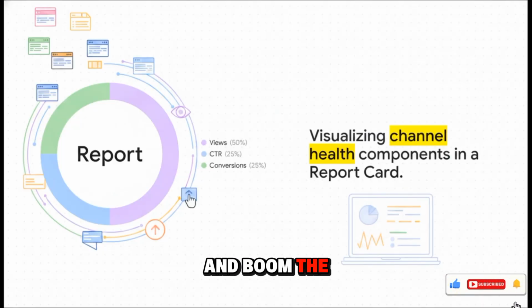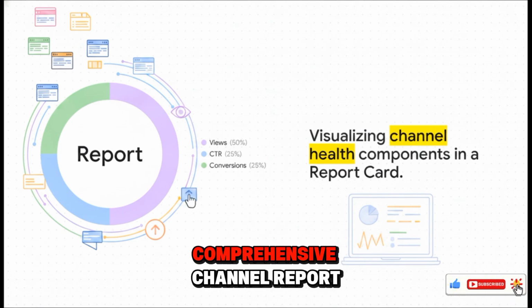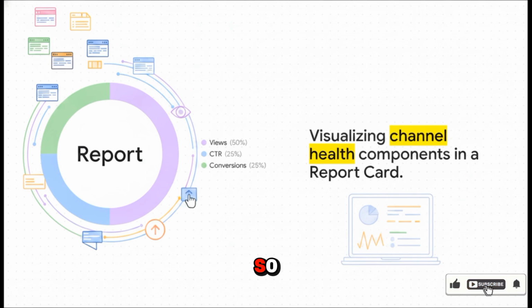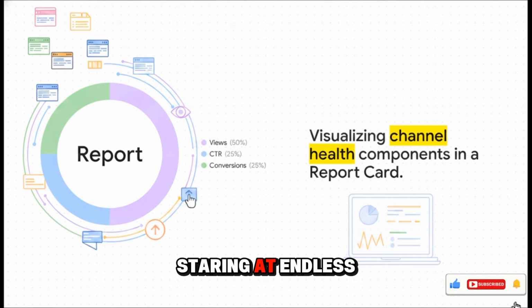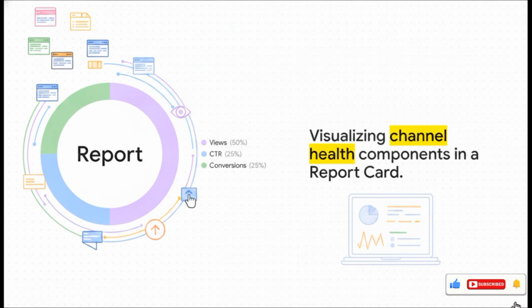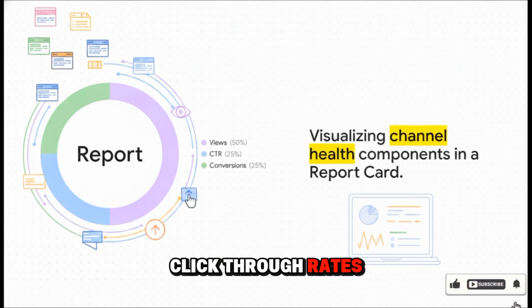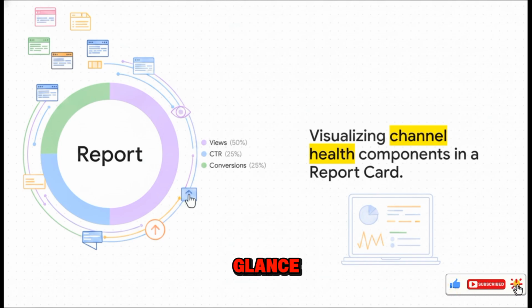And boom, the AI works instantly to process that raw, clunky CSV data into a clean, comprehensive channel report card. So instead of making you cross-eyed staring at endless rows of numbers, it delivers an immediate breakdown through a highly visual style like this donut chart here, laying out views, click-through rates, and subscriber conversions right at a glance.